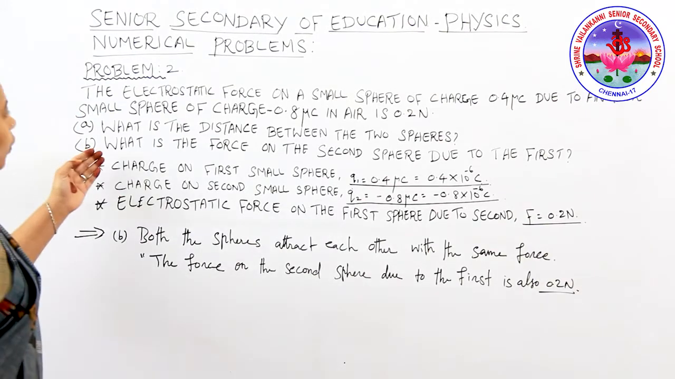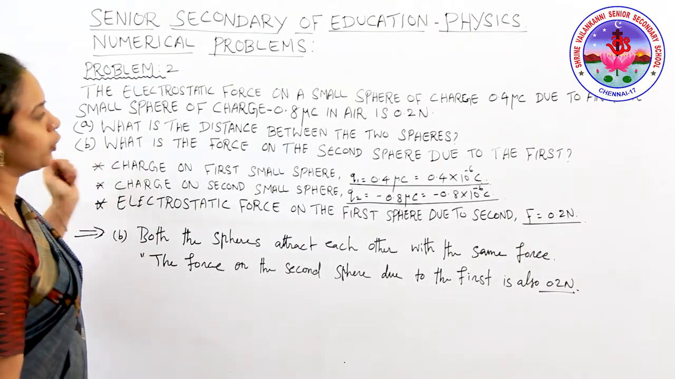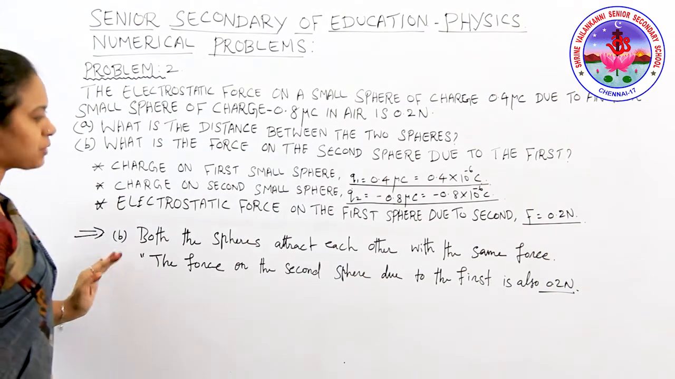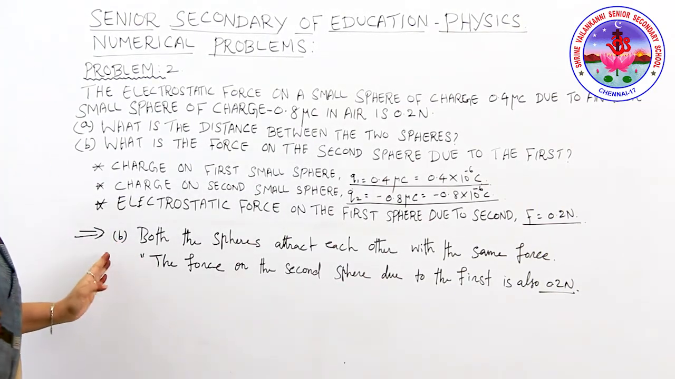So the second part, what is the force on the second sphere due to the first one? Here, both the spheres attract each other with the same force, right?